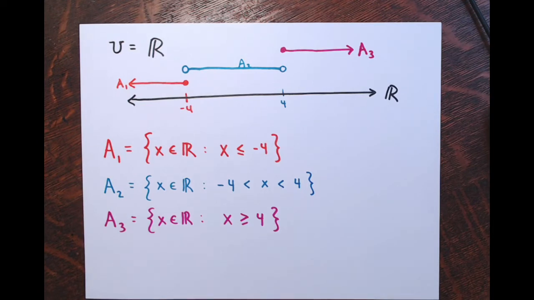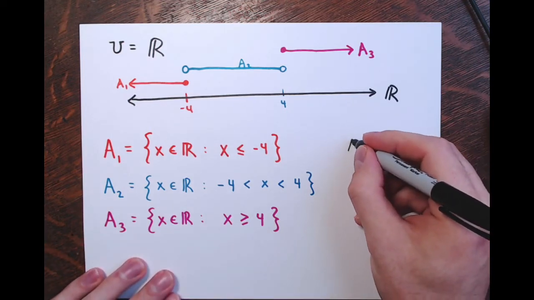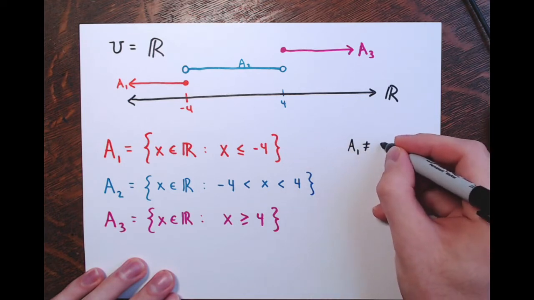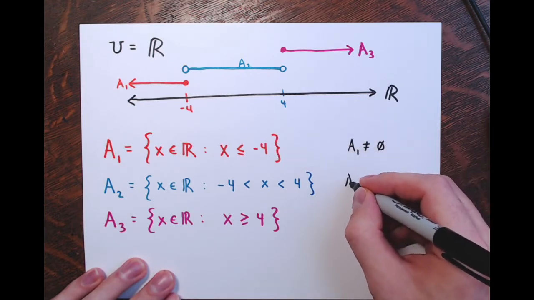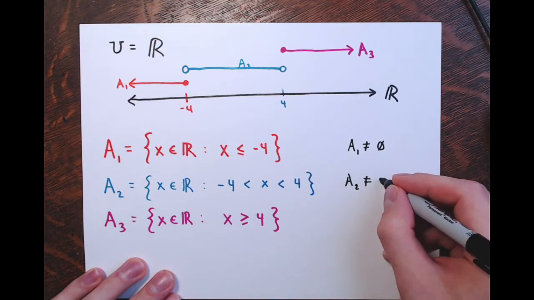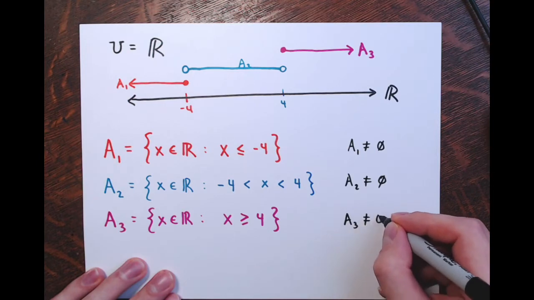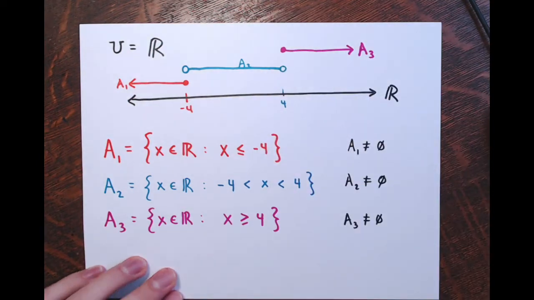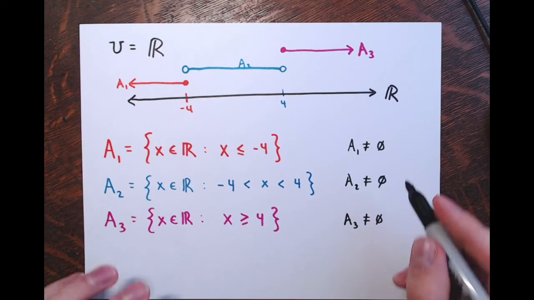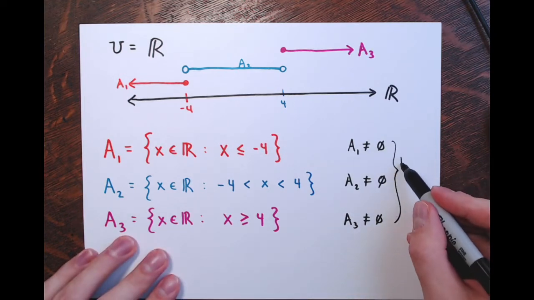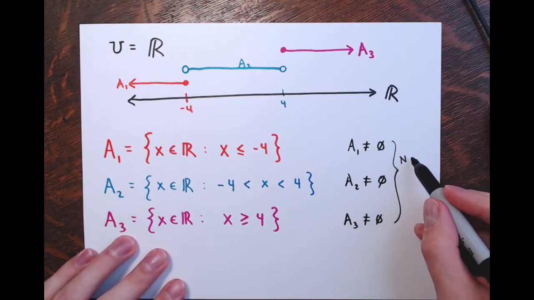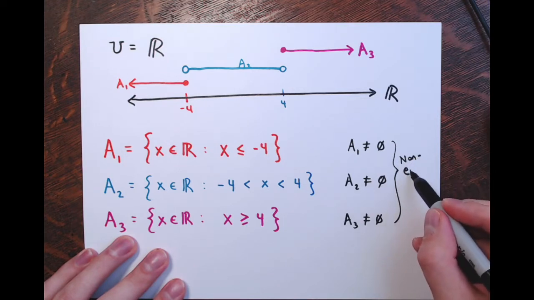Now the question is, do these three sets form a partition of the real numbers? All right, well, first off, they're not empty, right? A1 is not the empty set. A2 is not the empty set. And A3 is not the empty set, right? They all have something in it. They all have some numbers in them. So they're non-empty, right? That was one criterion.